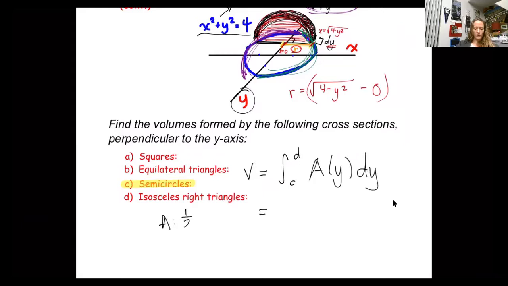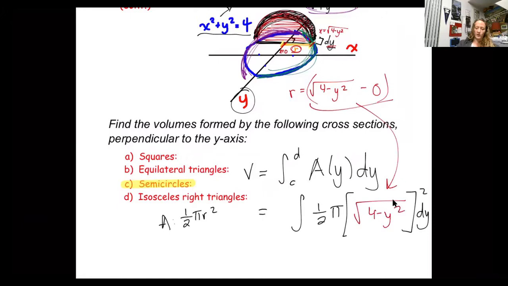This is a semicircle, so the area of, let's go back to geometry for a second, the area of a semicircle is going to be 1/2 pi r squared. So I'm going to put into my integral 1/2 pi. I need my r to be squared and then dy. The cool thing is I've totally figured out right from up above what my r is that I can plug in, which is just going to be the square root of 4 minus y squared.